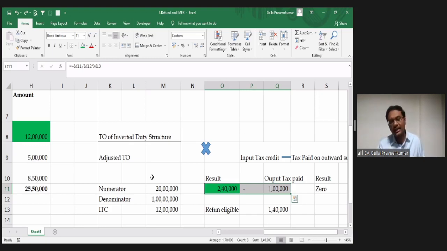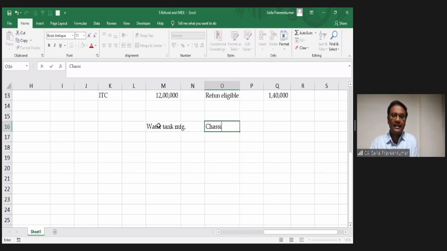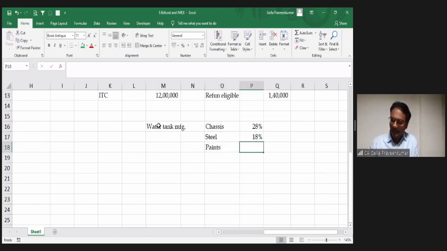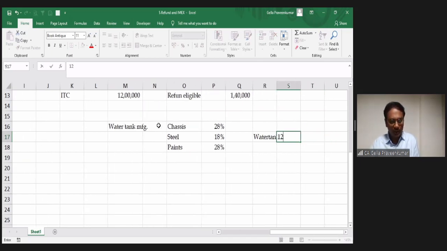Example of this, Ashok Leyland, the other day we were discussing, when I purchase a chassis, 28% is the rate of tax. When I buy steel, 18% is the rate of tax. When I apply paint, 28% is the rate of tax, like water tank manufacturing. Chassis is 28%, steel is 18%, paints which I apply is again 28%. What is the outcome I manufacture? Water tank. And this water tank is subjected to 12% rate of tax.